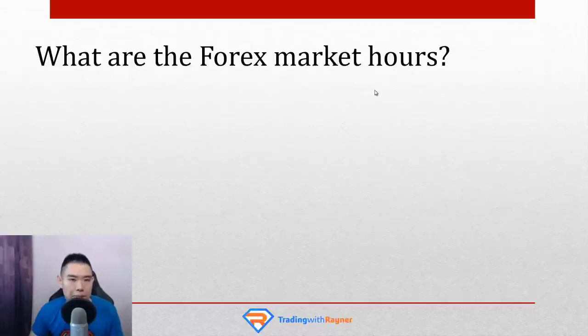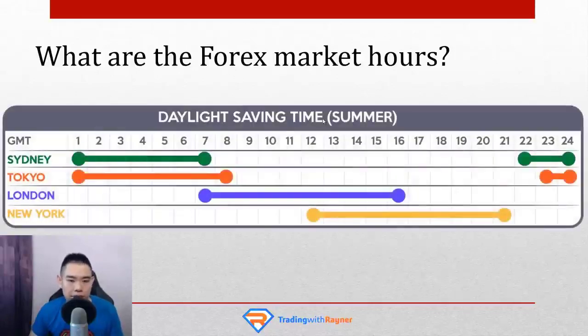So what are the forex market hours? Okay, so let me just break this down so you can understand this chart. The first one over here is the daylight saving time. This refers to the summer months in the US, in overseas, in other countries. In Singapore, we don't have daylight saving time, so this may be a bit new to you if you are in Asia. And the time that we use to depict the hours, we use GMT over here.